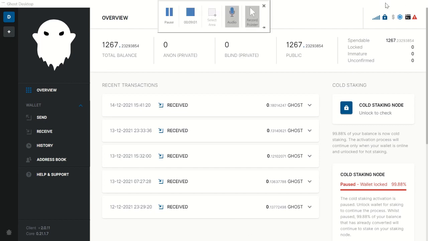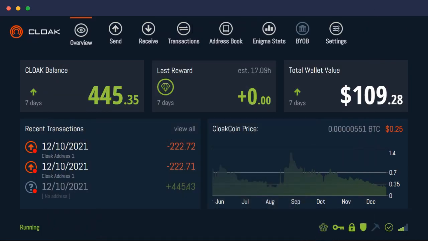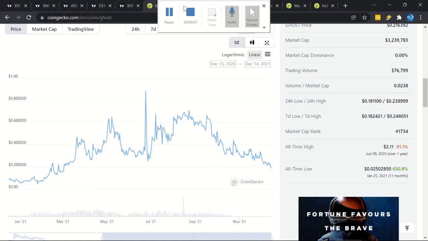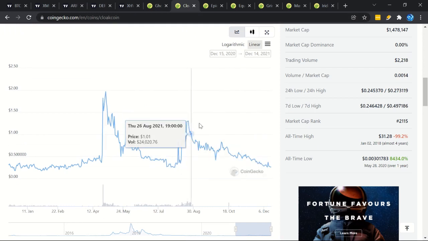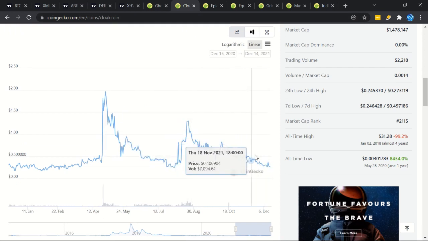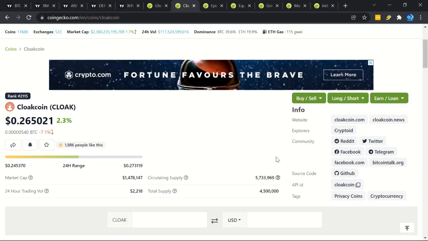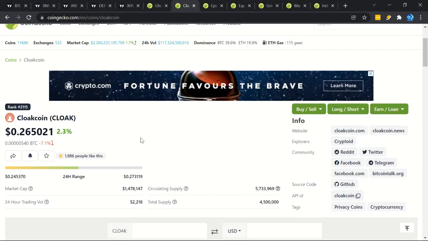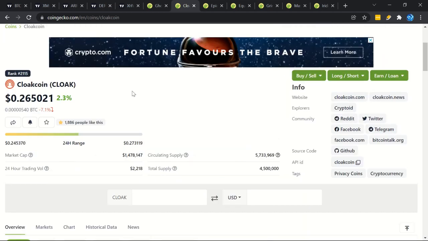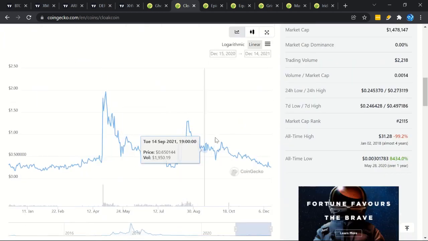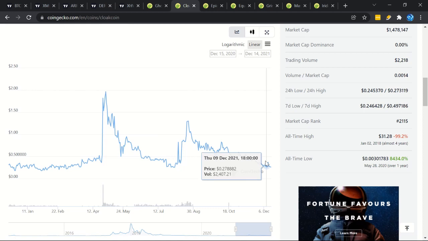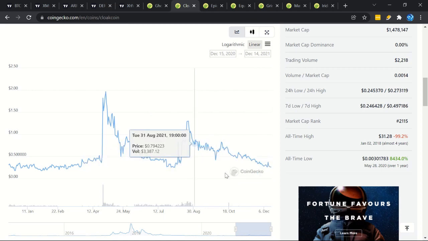All right. Another project I'm looking at here is Cloakcoin. So Cloakcoin is still in this downtrend, although it didn't accelerate like some of these other coins. It's just kind of grinding lower. It's even up on the day, I believe. So not too bad here. It's just the pattern, it's nothing unpredictable here. It's not breaking down too much.